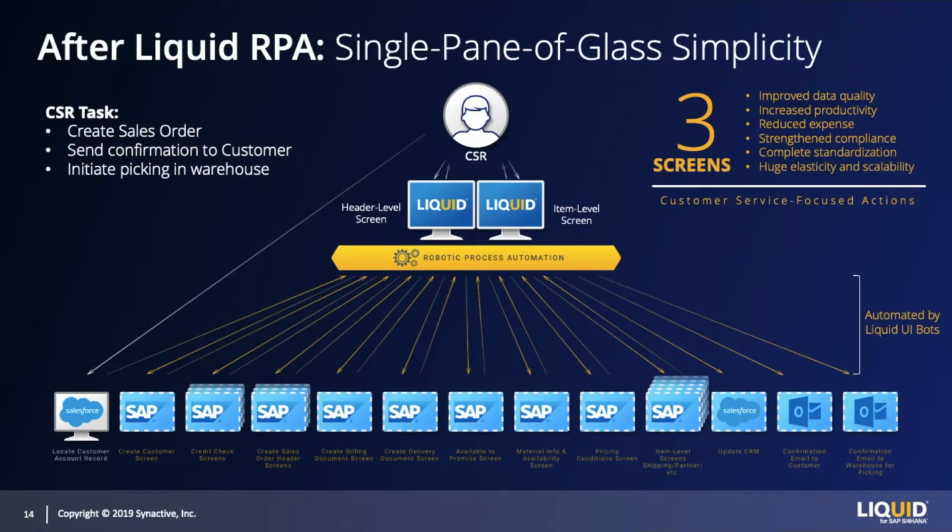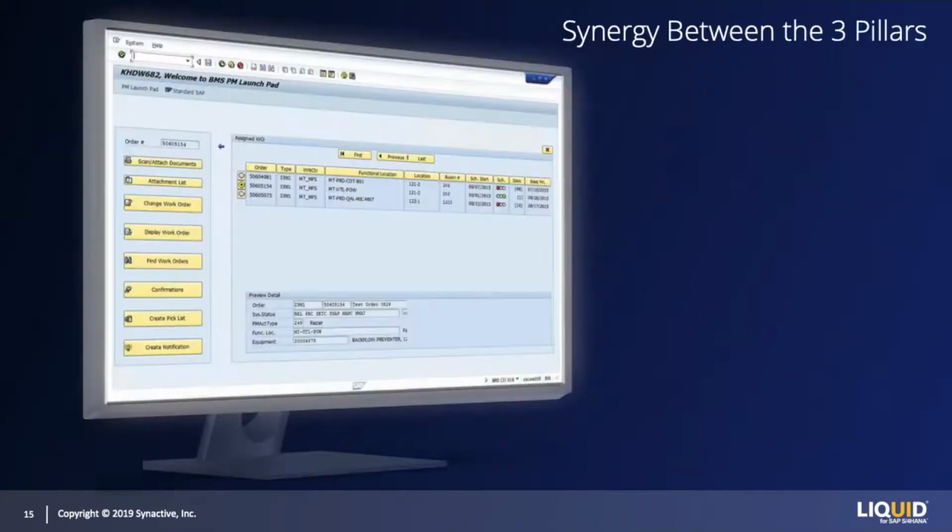And the benefits here, in case they're not obvious, include improved data quality, increased throughput, happier customers, compliance and standardization, and huge process scalability. So let's bring this full circle. Let's take a look at how Liquid RPA works synergistically with the other two functional pillars of the platform.